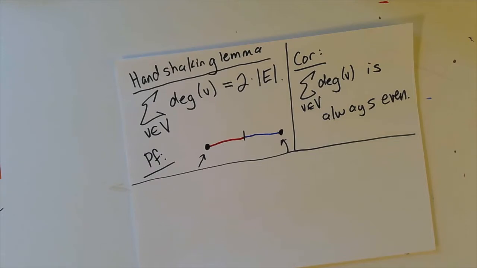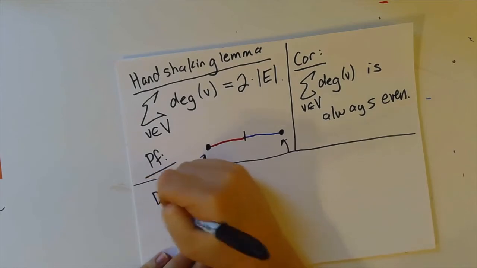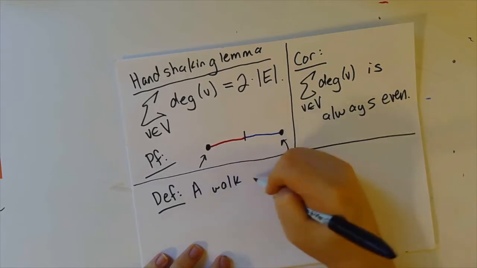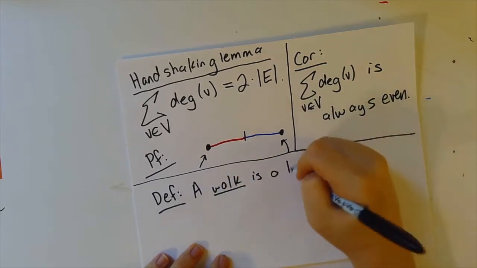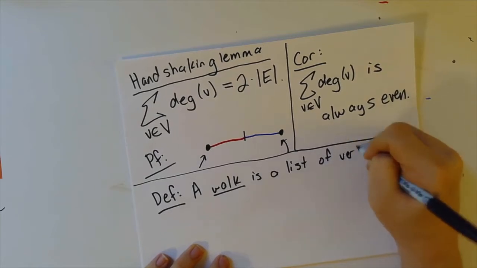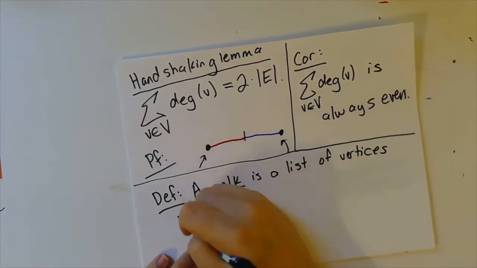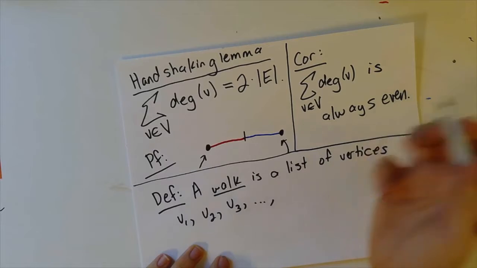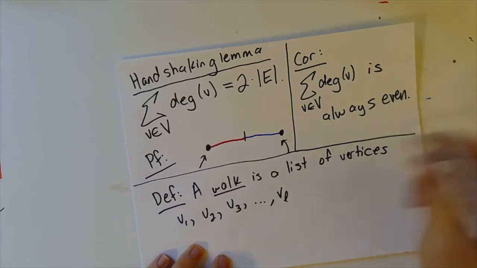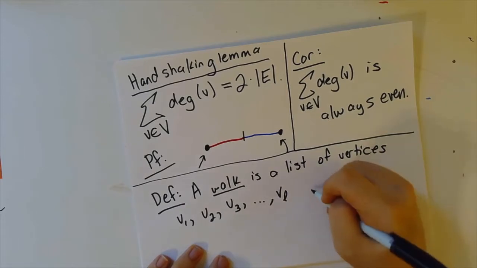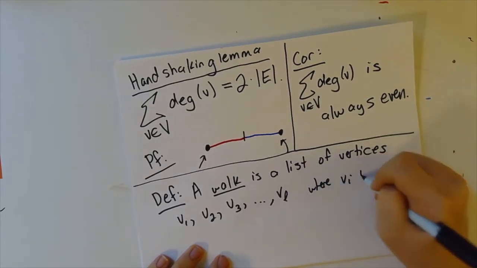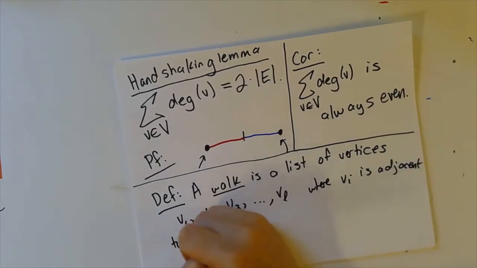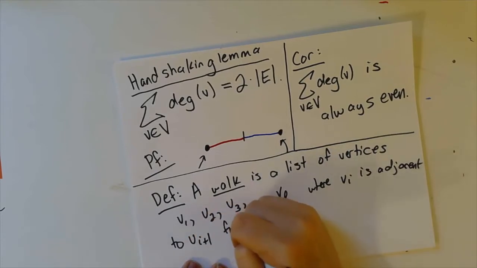Next, I want to talk about the notion of a walk. And so a walk is a list of vertices, v1, v2, v3, dot, dot, dot. And then we stop somewhere, so I'll say we stop at vl. But it's not just a list of vertices, it's a list of vertices where vi is adjacent to vi plus 1 for all i.